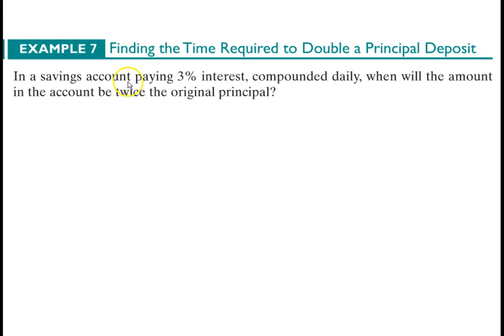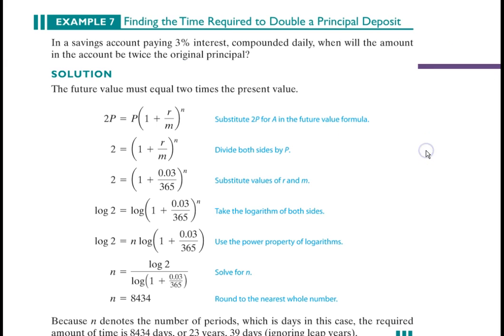In a savings account paying 3% interest, compounded daily, when will the amount in the account be twice the original principal? All right, let's take a look at this. Now, this one is one we also used in section 3, where we converted it to logs. Let's take a look at it. We'll follow it step by step. So again, we're looking at P is our original principal. We don't know what that is, but we want to double it.